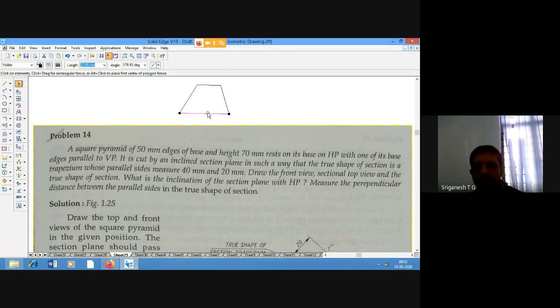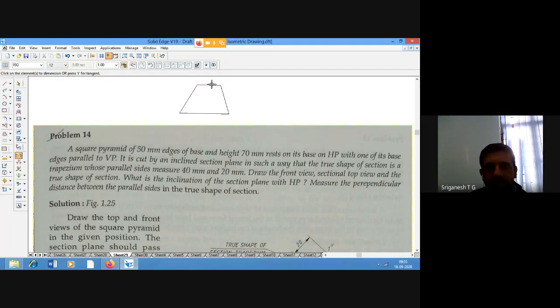What is the inclination of the section plane with HP? It is asking what is the cutting plane angle to get this particular trapezium shape. Measure the perpendicular distance between the parallel sides in the true shape. That means it is also asking what is the distance between these two parallel sides in the true shape. If I have 20 mm here and 40 mm here, then what is this height? That is also we have to measure.